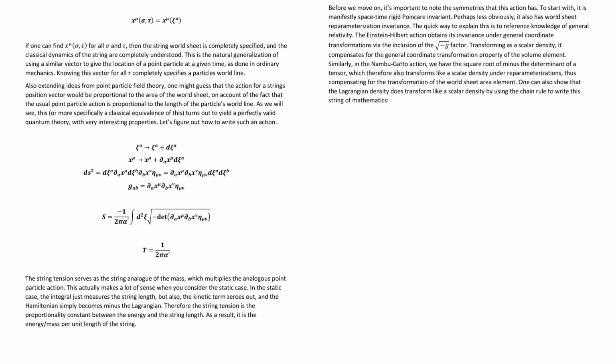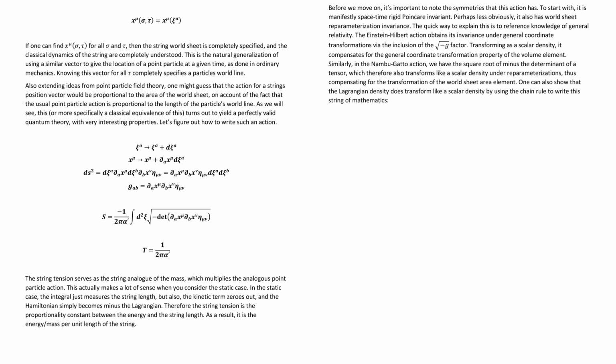Before we move on, it's important to note the symmetries that this action has. To start with, it is manifestly space-time rigid Poincaré invariant. Perhaps less obviously, it is also world sheet reparameterization invariant. The quick way to explain this is to reference knowledge of general relativity. The Einstein-Hilbert action obtains its invariance under general coordinate transformations via the inclusion of the √-g factor. Transforming as a scalar density, it compensates for the general coordinate transformation property of the volume element.